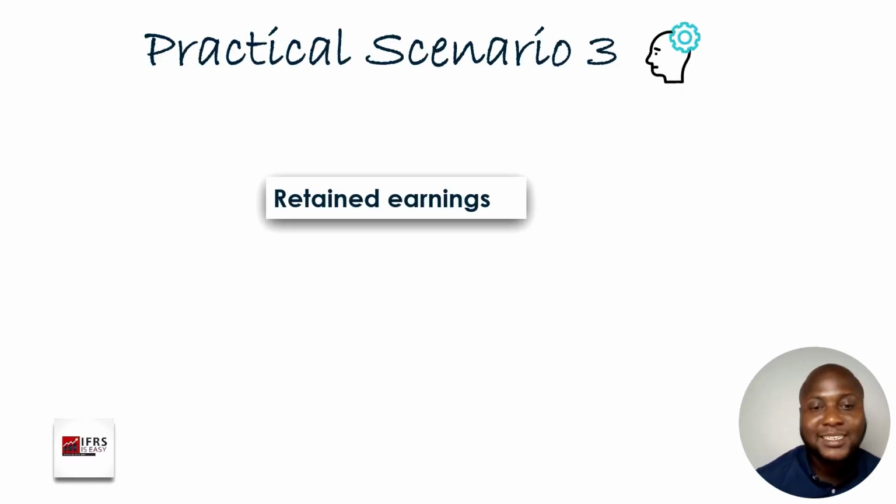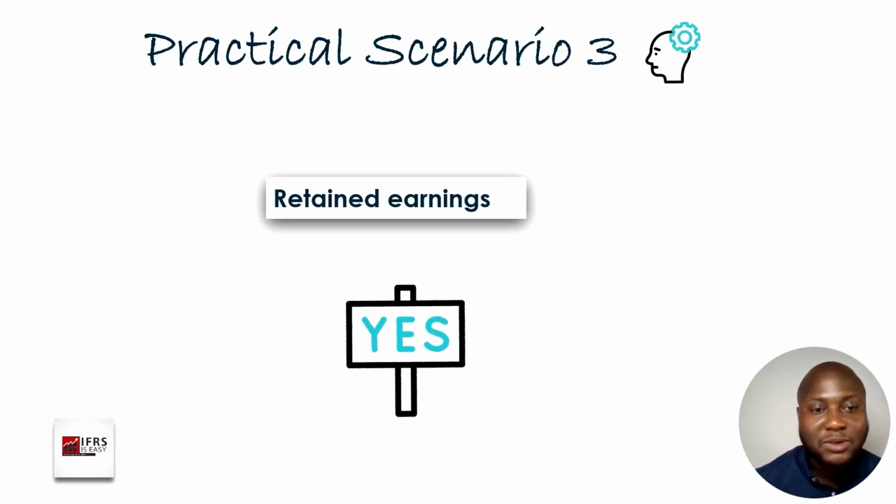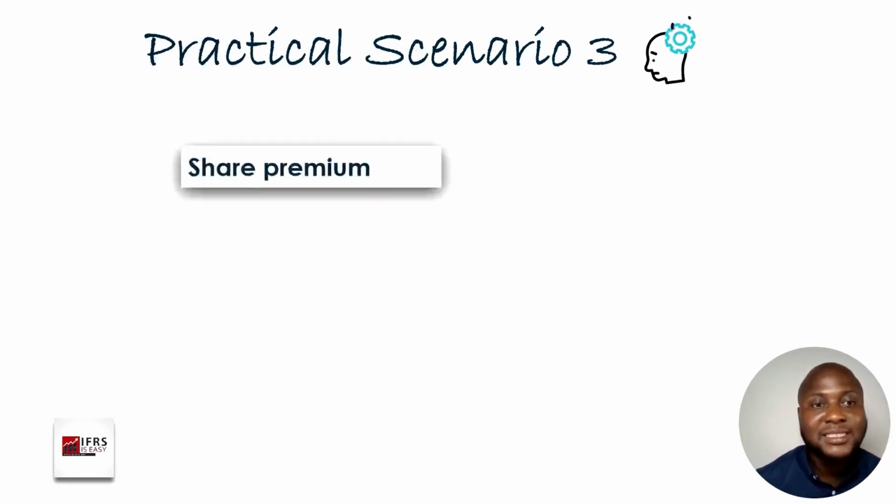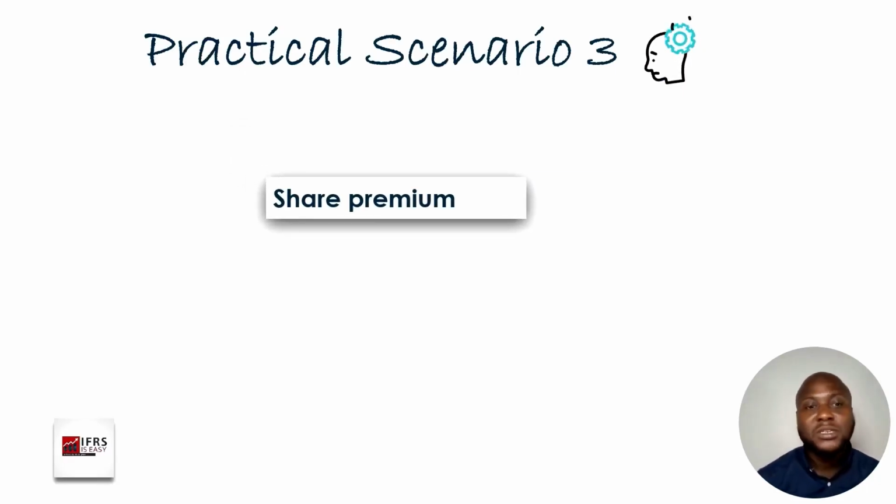And so retained earnings, yes, they are part of equity. Now the next one that we have here is share premium. Share premium simply means that your shareholders paid more than the value of the shares. So for example, you want to issue share capital and you discover that there is a high likelihood that people will actually pay higher than what your current share price is. So instead of $5 per share, you issue it at $8 per share. The $3 difference is the share premium, which also sits as part of your equity.